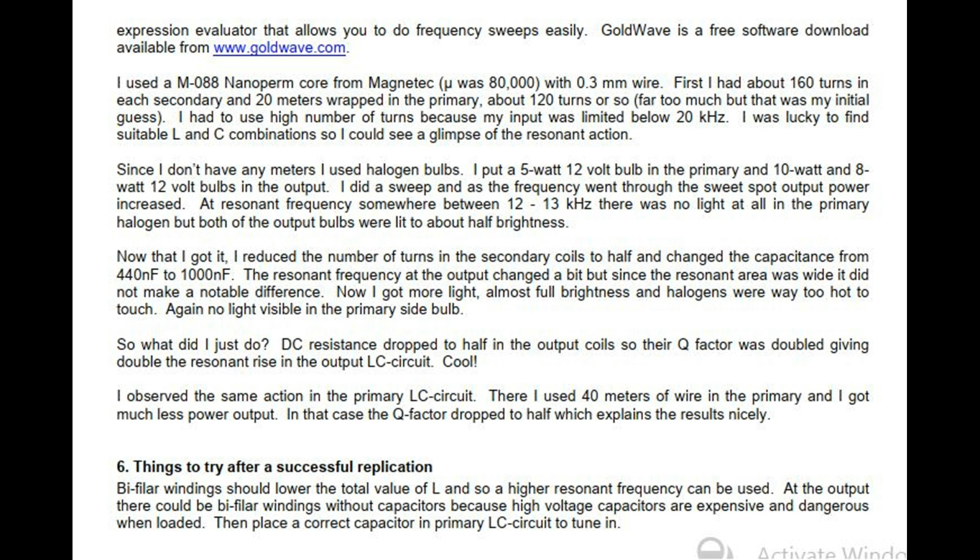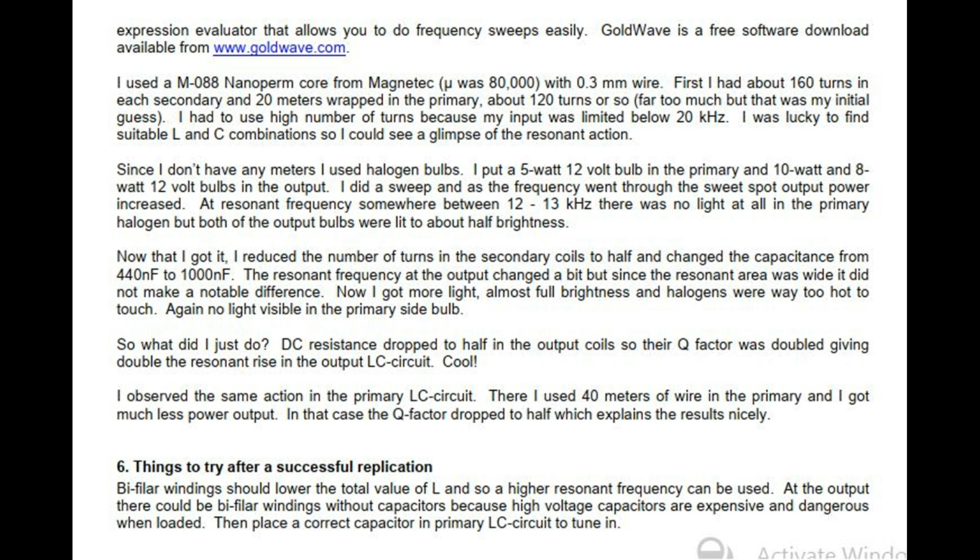Since I don't have any meters, I used halogen bulbs. I put a 5 watt 12 volt bulb in the primary and 10 watt and 8 watt 12 volt bulbs in the output. I did a sweep, and as the frequency went through the sweet spot, output power increased. At resonant frequency, somewhere between 12 kHz and 13 kHz, there was no light at all in the primary halogen, but both of the output bulbs were lit to about half brightness.